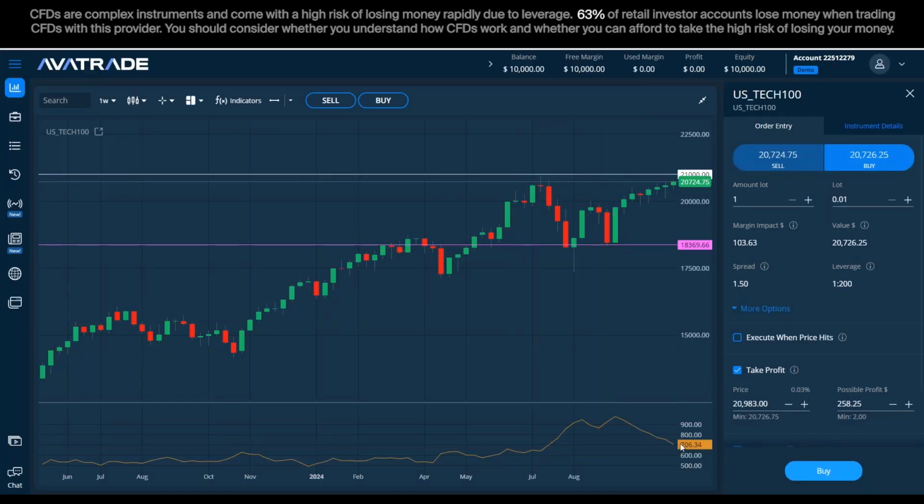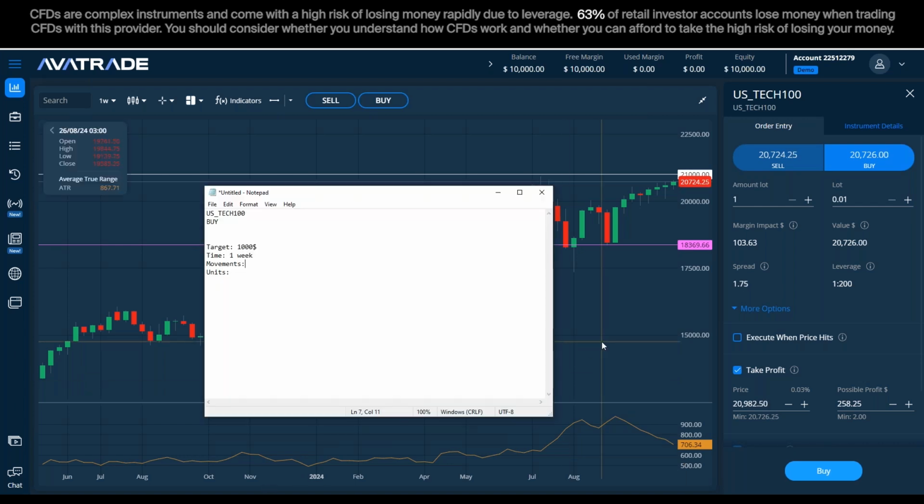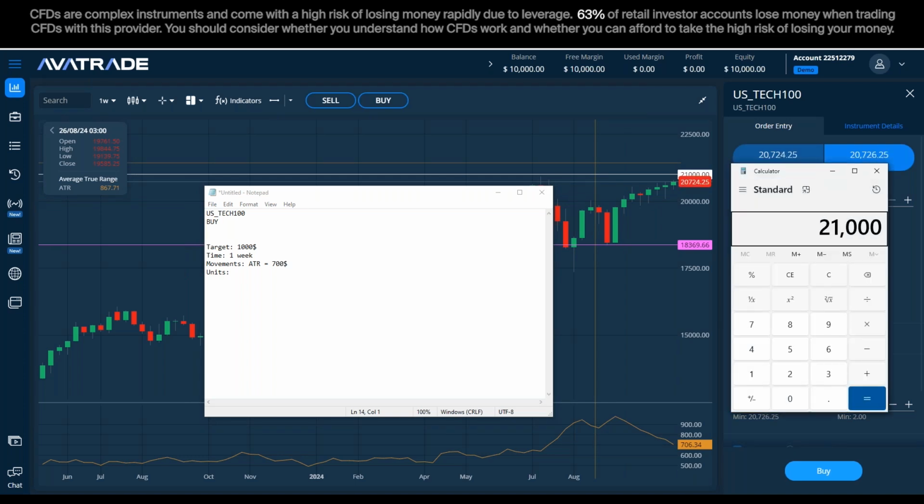And we see that per week, Nasdaq can move on average $700. $700 on average per week. At least this is the statistics we have from going 8 weeks back from the ATR. So ATR equals $700. And I'm going to ask you guys, the difference between what we have right now to 21,000 is, let's quickly calculate that. So we have 21,000 minus 725. So that's $275. Excellent, $275.